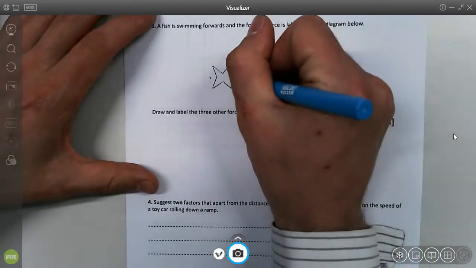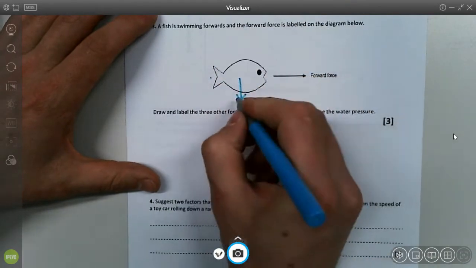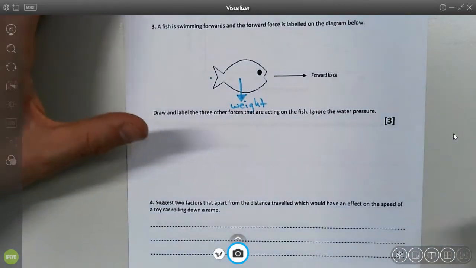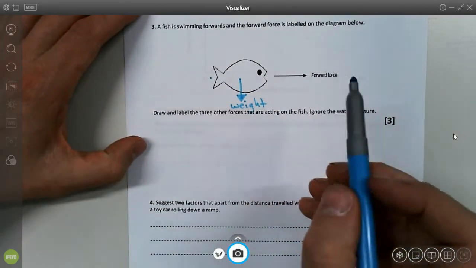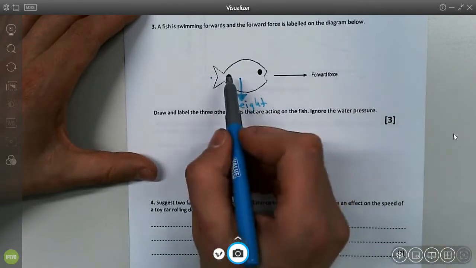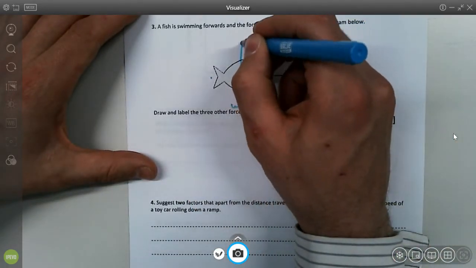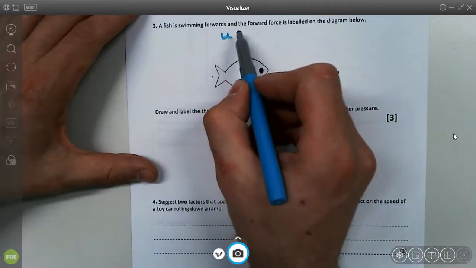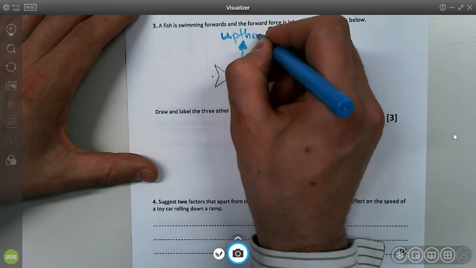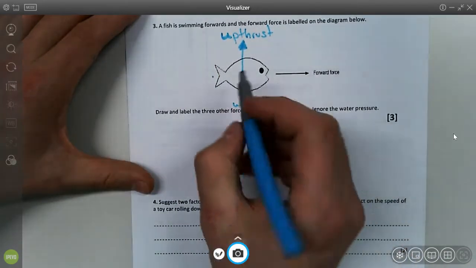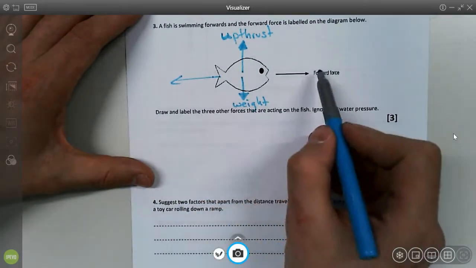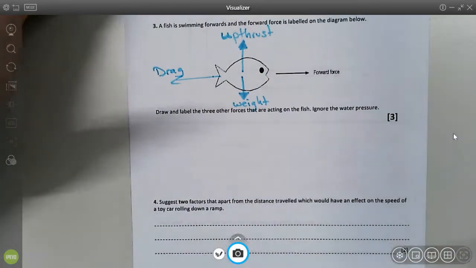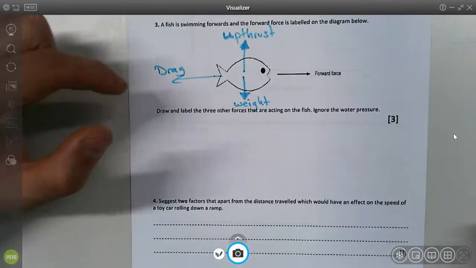So the first one that I always label on almost any diagram ever is the weight due to gravity. Always going to be there. Now it's in water. So in water, what stops things sinking? It's obviously the force of the water pushing up. And in water, we call that upthrust. Right, that only occurs in water. And then finally, we've got the backwards force, which in water we usually refer to as drag. Water resistance might be okay, but drag is the proper name.